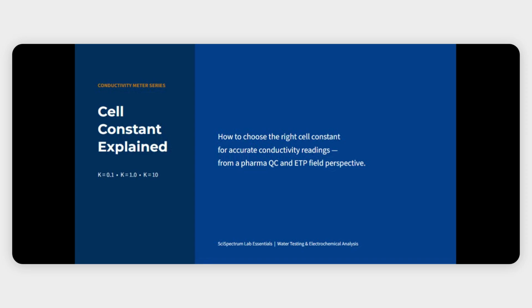That seems way too clean, too stable, too perfect, and something felt off. You were probably right. Today I am breaking down cell constant: what K equal to 0.1, K equal to 1.0, and K equal to 10 actually mean, and why picking the wrong one is the most common reason conductivity meters give you confidently wrong numbers. I have seen this trip up Pharma QC labs and ETP engineers alike. So let's fix it.